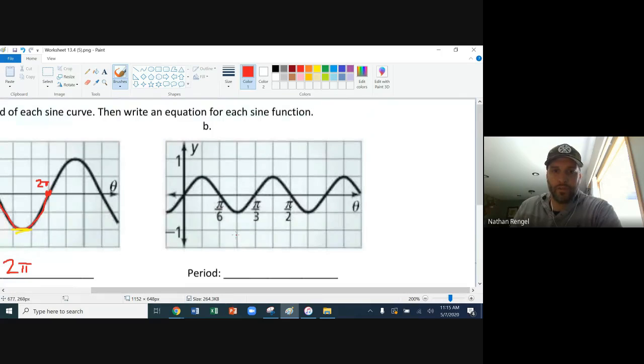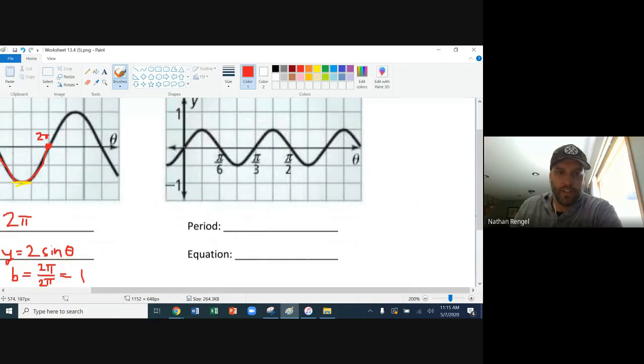Heading to problem 5b. So again, we'll trace a cycle. So we start at 0, we go up, we come down, we finish right at pi over 3. So that's going to be our period. Then the amplitude, we look at the highest point it gets to is 0.5. The lowest it gets to is -0.5. So my amplitude is going to be 0.5, or you could use 1/2.